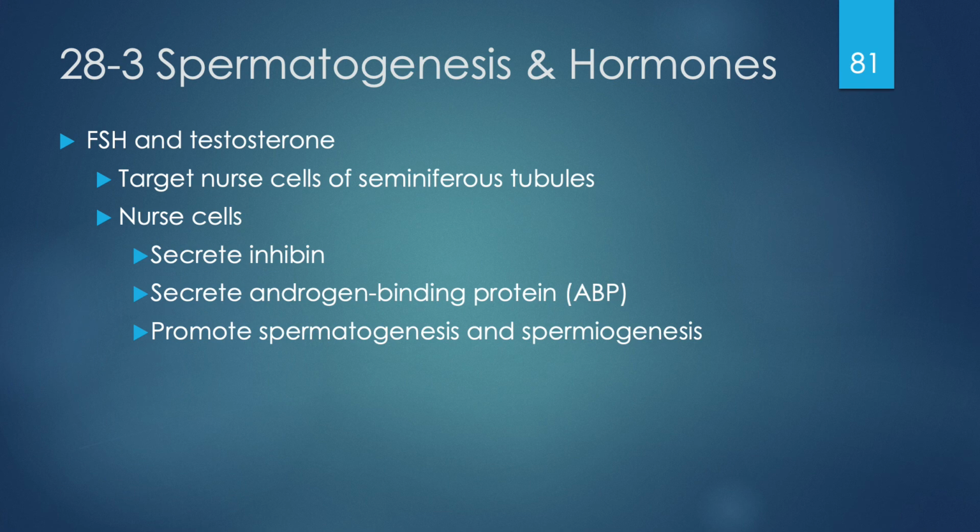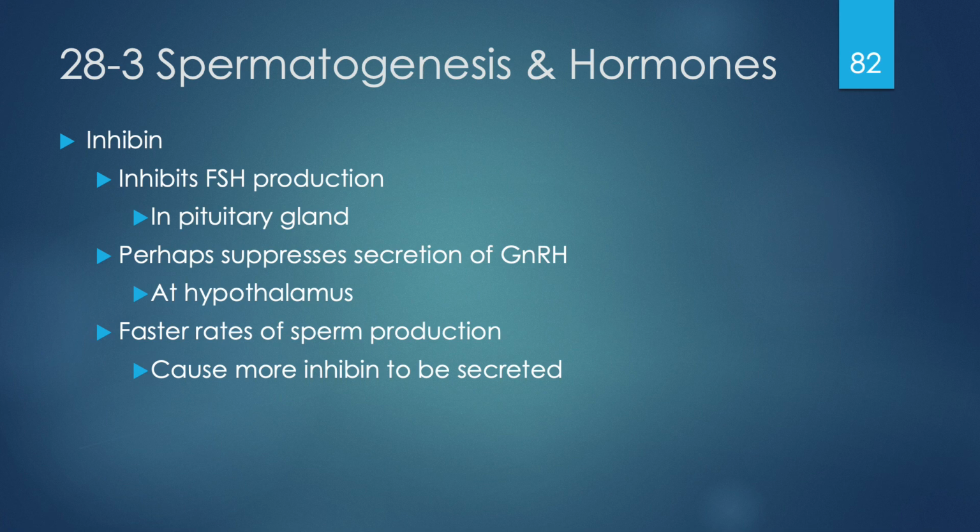Together, follicle-stimulating hormone and testosterone target the nurse cells within the seminiferous tubules. And those nurse cells, remember, are there to support sperm as they develop. So those cells secrete inhibin, they secrete androgen-binding protein, and they also promote spermatogenesis as well as spermiogenesis. Again, inhibin is important because it inhibits FSH production in the pituitary gland, and this can in turn suppress the secretion of gonadotropin-releasing hormone at the hypothalamus, which then allows for a faster rate of sperm production, causing more inhibin to be secreted again.